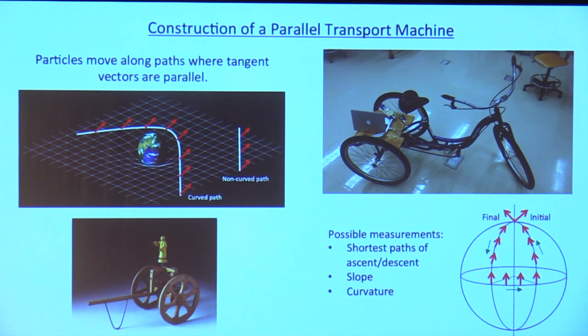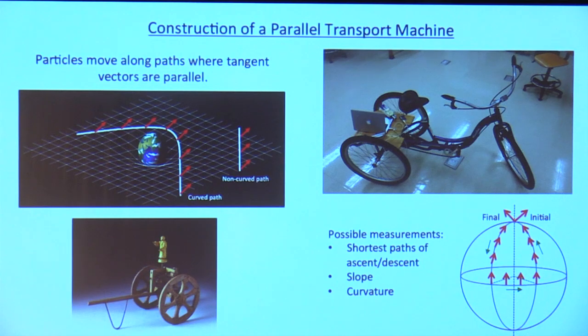You can see in the top left image that a non-curved path or straight path that is not affected by gravity and a curved path that is affected by gravity both have tangent vectors that are parallel along the entire length of the path. This is what defines the path that particles move along.